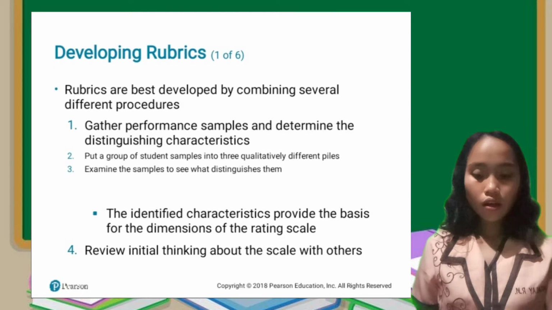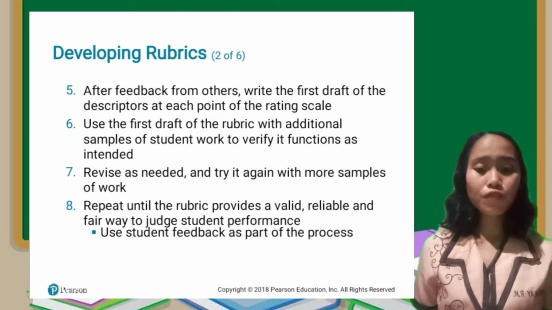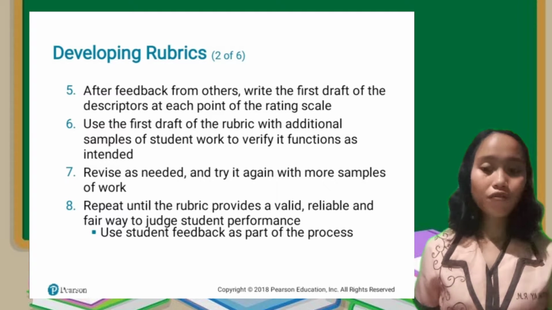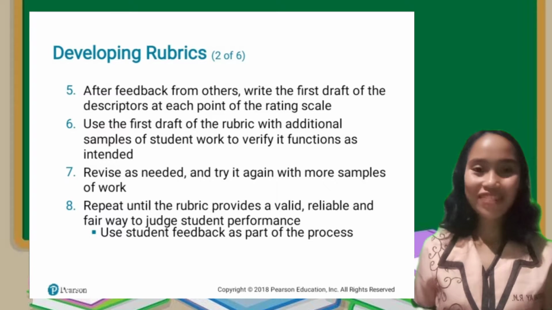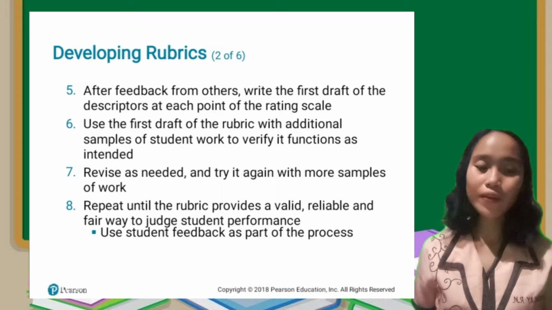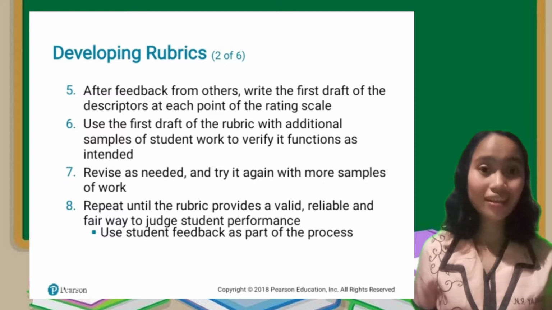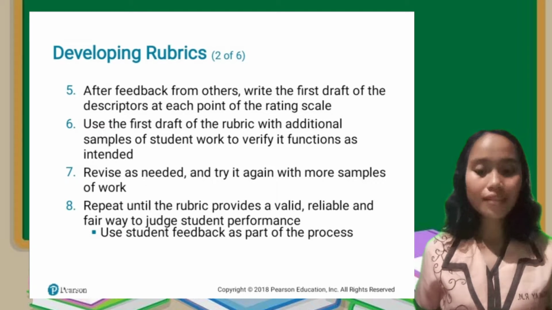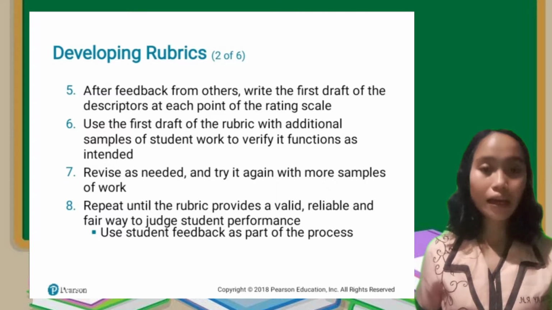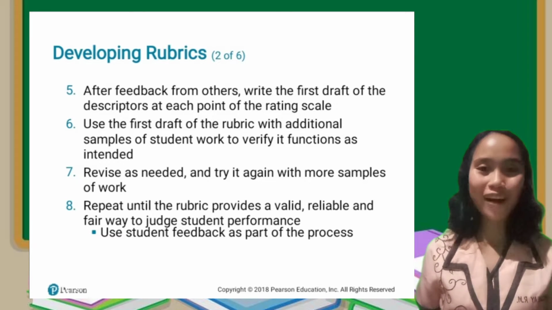Number 4, review initial thinking about the scale with others. Number 5, after feedback from others, write the first draft of the descriptors at each point of the rating scale. Number 6, use the first draft of the rubric with additional samples of the student's work to verify if it functions as intended. Number 7, revise as needed and try it again with more samples of work. And lastly, repeat until the rubric provides a valid, reliable, and fair way to judge student performance, and use student feedback as part of the process.